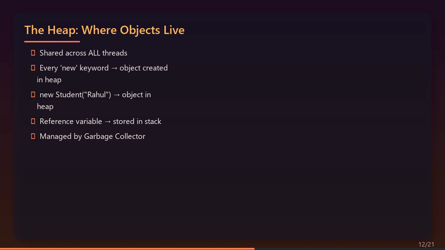The heap. This is where all objects live. When you write new Student with name Rahul, that Student object is created in the heap. The reference variable, the thing that points to the object, lives on the stack. But the actual object data, its fields, its name, its age, all of that is in the heap.